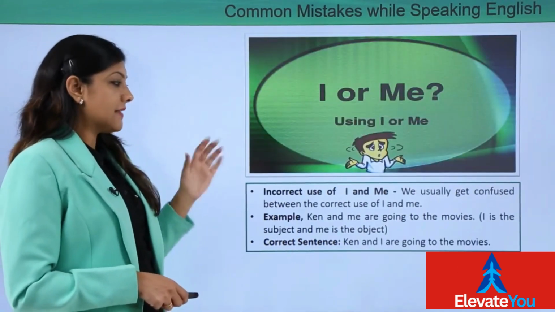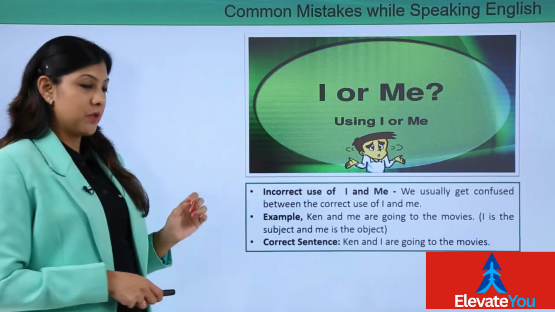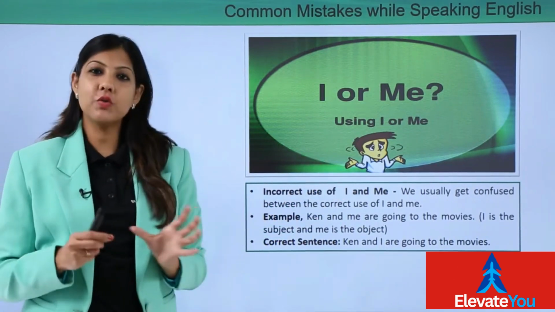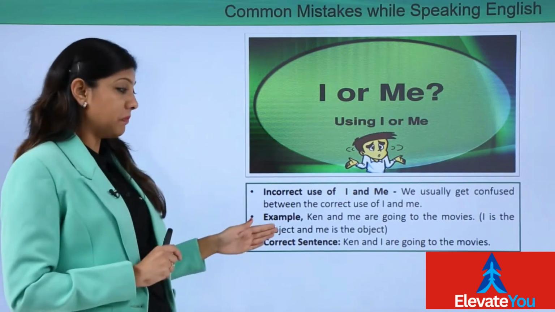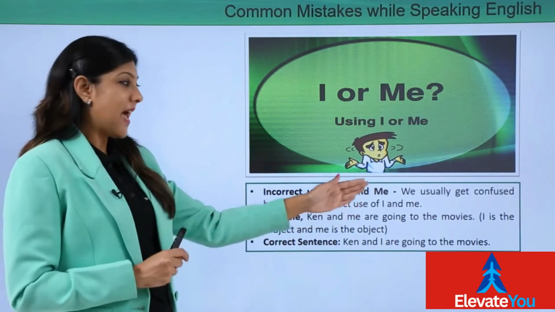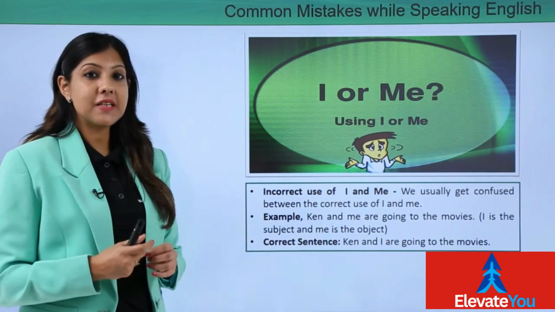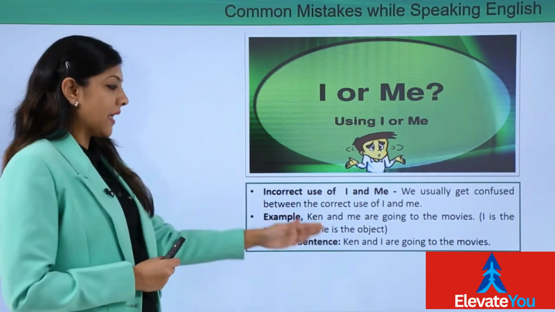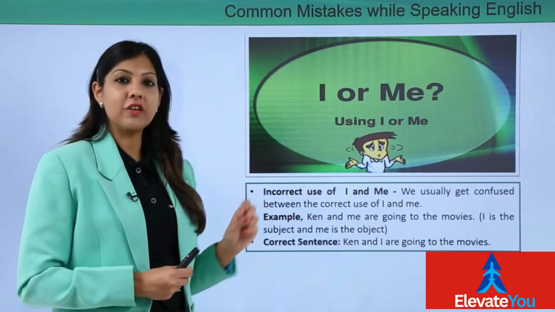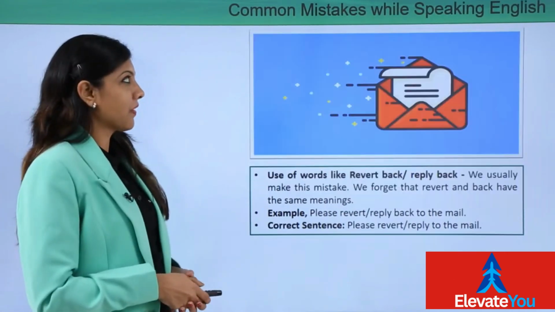Common mistakes again is the incorrect use of I and me. We usually get confused between when do we use I and when do we use me. Example, Ken and me are going to the movies, which means I is the subject and me is the object. A better way to say it and correct grammar would be Ken and I are going to the movies, which sounds better and is also grammatically right.